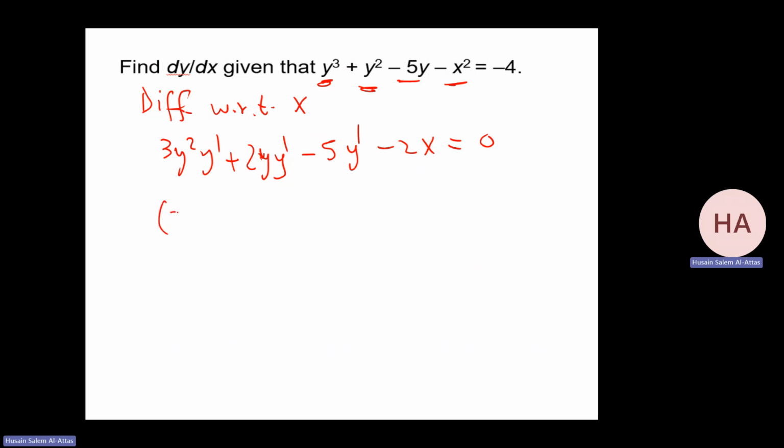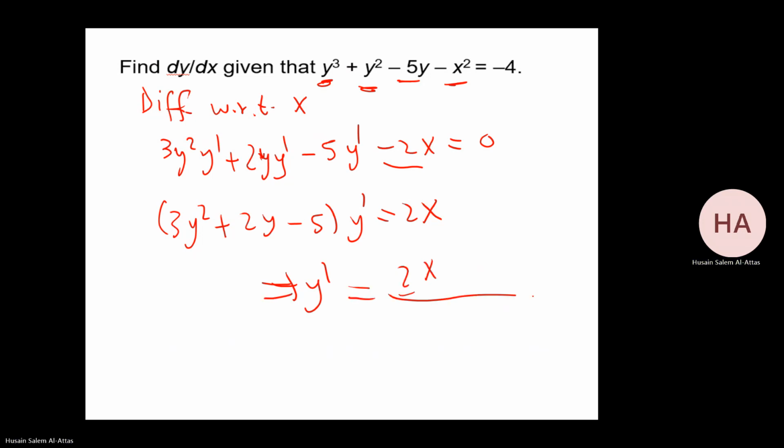So you combine the things with y prime, which is 3y squared plus 2y minus 5. All of this times y prime. This thing, we take it to the other side. So y prime will be 2x over 3y squared plus 2y minus 5. That will be my answer. That will be y prime, or dy over dx.